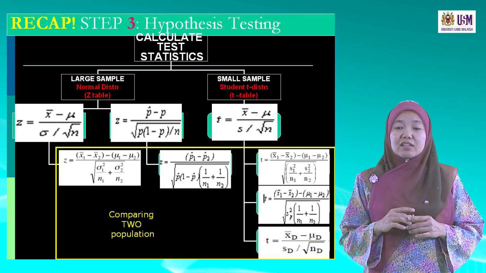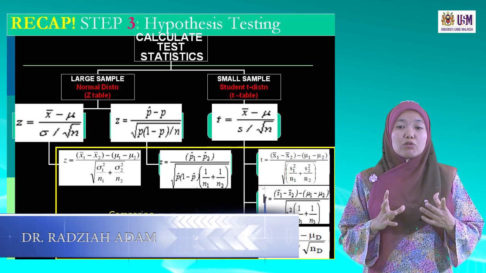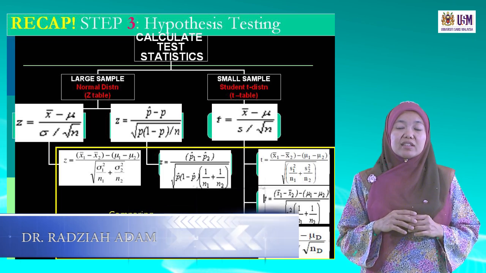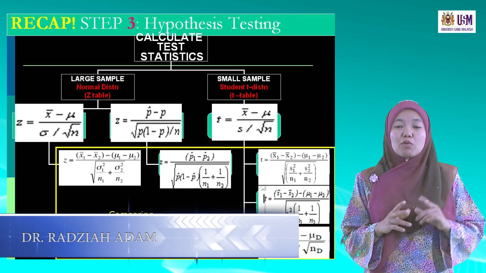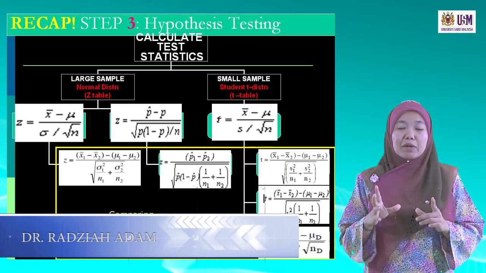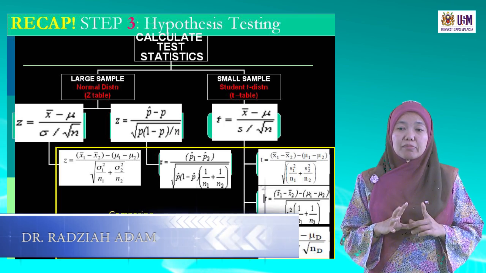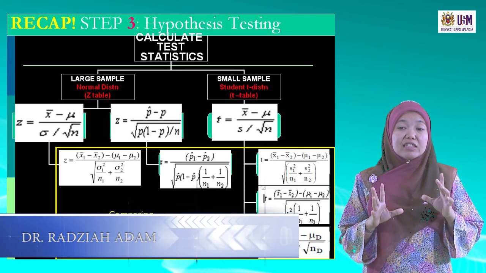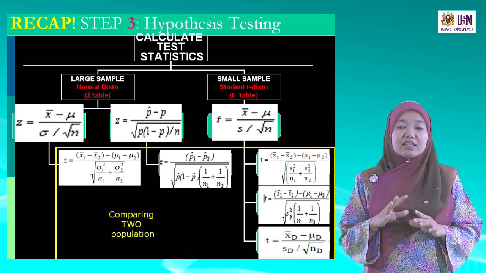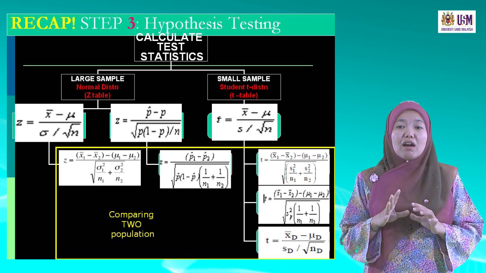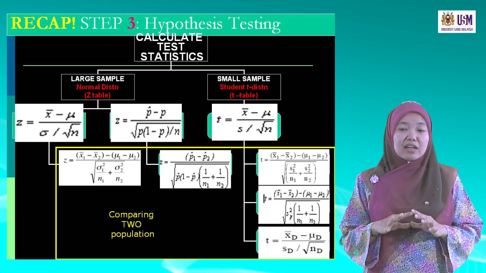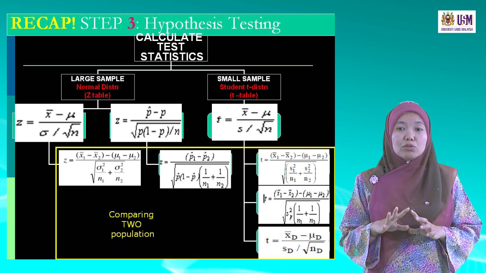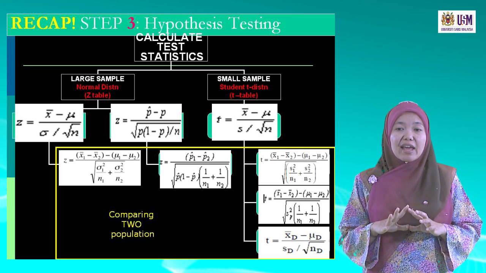Okay, and the one that we discussed earlier is what we call the unequal variance t-test. You have the formula there on the right hand side, the one in the yellow box, where t is equal to (x bar 1 minus x bar 2) minus (mu 1 minus mu 2). That is the numerator, and then you have the denominator in terms of the square root of variance for sample 1 divided by the sample size for 1, plus variance for sample 2 divided by the sample size for 2. So that is the unequal variance test.